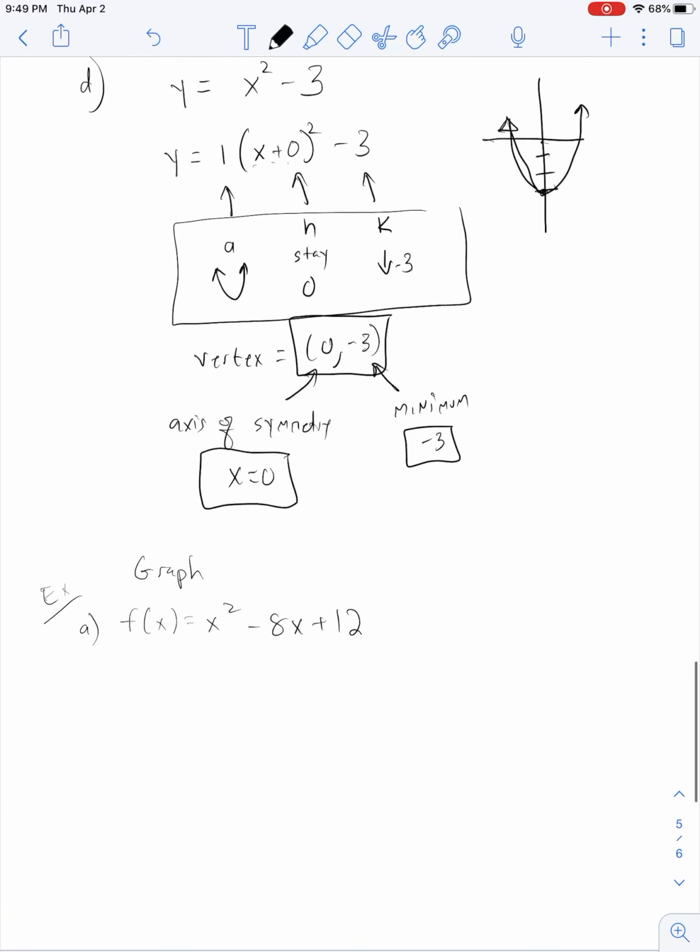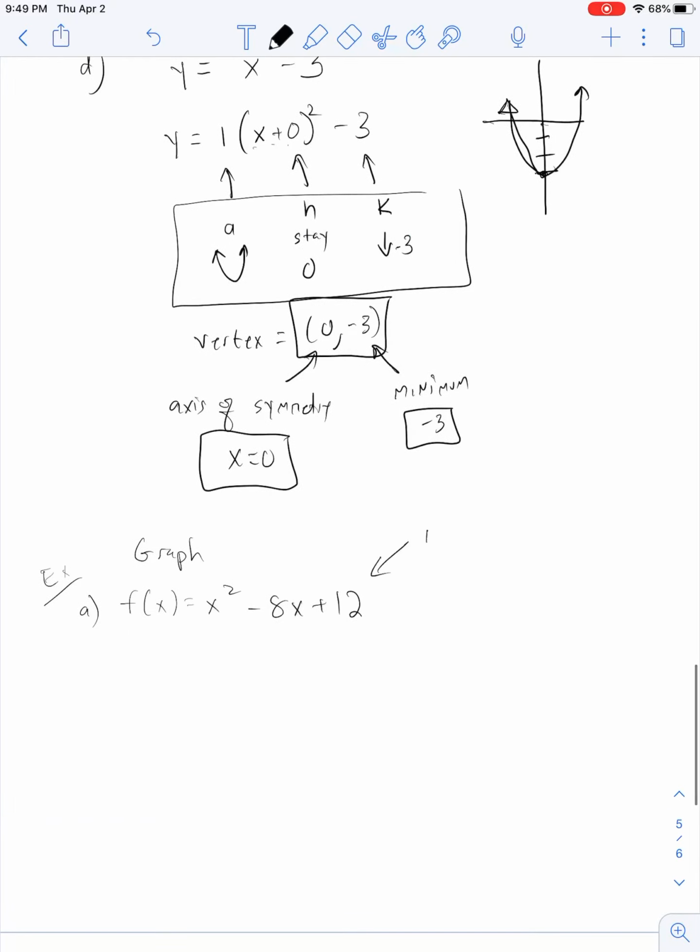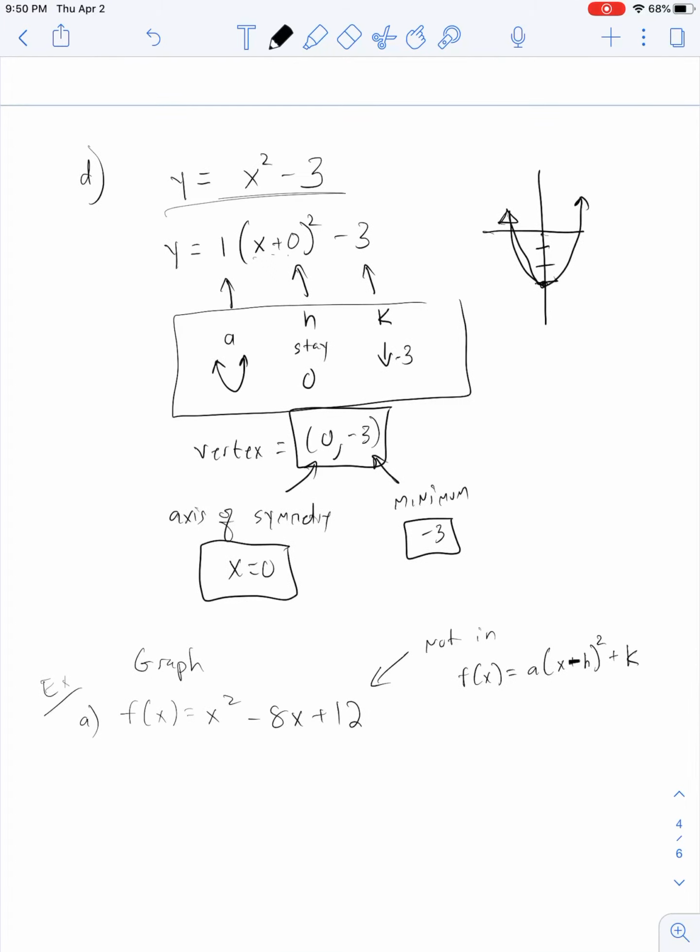All right, so the problem with this one is that it is not in the form that it needs to be: f of x equals a(x minus h) squared plus k. And you might be thinking, well, maybe it looks like this previous example. It definitely does not, because it has a middle term. If it didn't have that middle term, then we could do what we did in example D. But because it has a middle term, we can't do that, right?